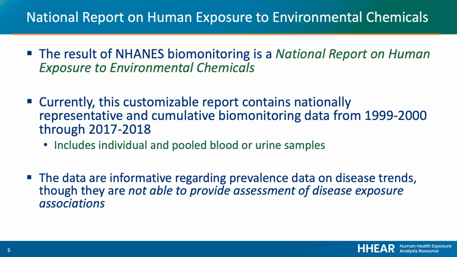An output resulting from NHANES biomonitoring is the National Report on Human Exposure to Environmental Chemicals. Currently, this report contains nationally representative and cumulative biomonitoring data from 1999-2000 through 2017-2018, though this is continually expanded with new releases of data. This includes individual and pooled blood or urine samples that were tested by the CDC. The samples are from NHANES participants, which are representative of exposures in the U.S.